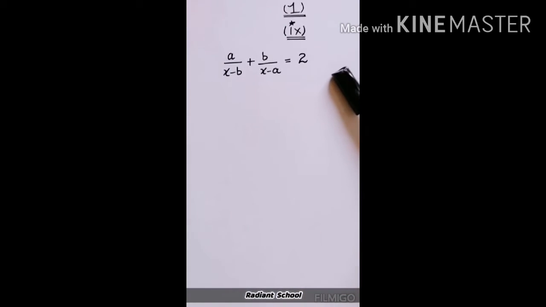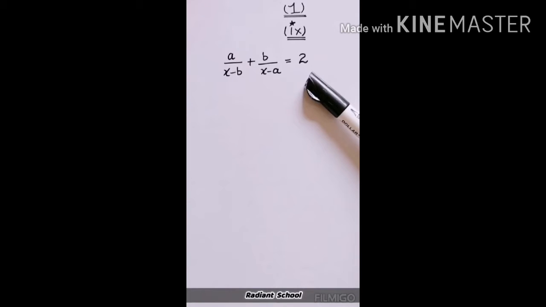Okay students, I have taken part number 9 of question number 1, that is a over x minus b plus b over x minus a is equal to 2. This type of question, students, first of all you have to write in the form of a standard quadratic equation. First of all, you have to simplify it, and all of you are familiar now with the method how we can simplify the fractional equation and how we can write this in the form of standard quadratic equation. First of all, here I will take the LCM.